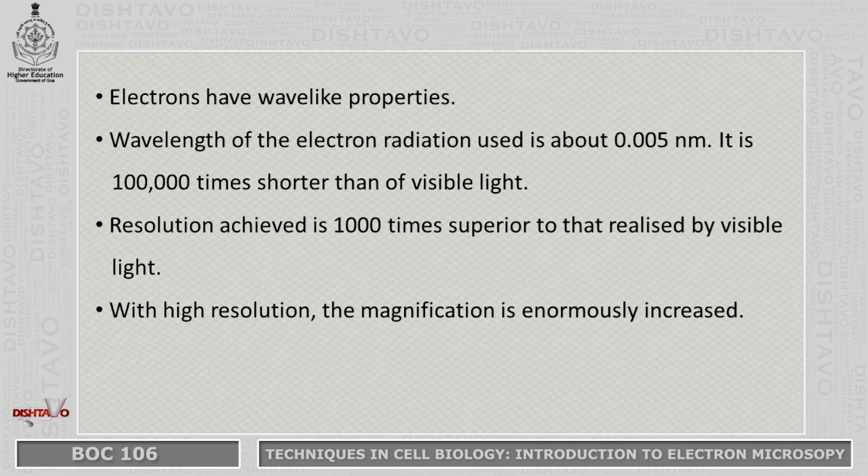Electrons have wave-like properties as stated by de Broglie. The wavelength of an electron radiation used is about 0.005 nanometers. It is 100,000 times shorter than that of visible light. The resolution achieved is 1000 times superior to that realized by visible light. So, with high resolution and a high resolving power, the magnification in an electron microscope is enormously increased.